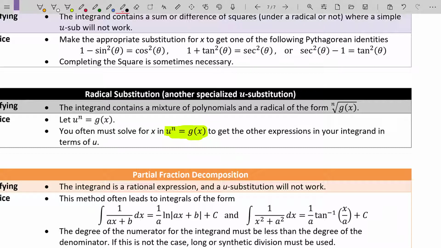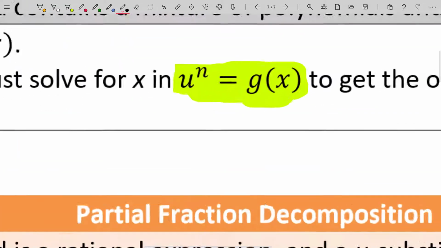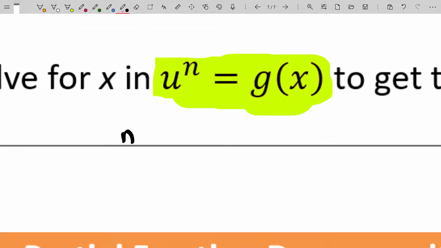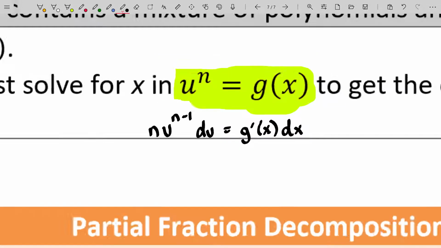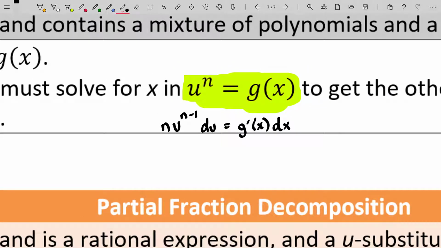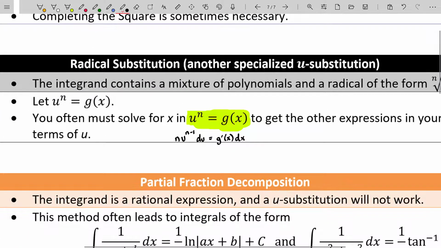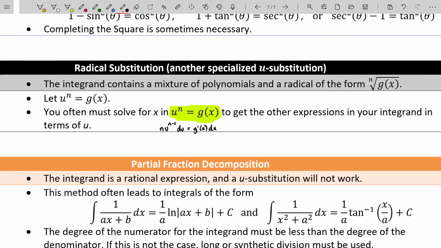In other words, the derivative of the left-hand side of this would be n u to the n minus 1, and then, because it's a differential, du, and then on the right-hand side, g prime of x dx. It just keeps your derivatives a little cleaner so that you don't have to deal with radicals. And that's why we call it a radical substitution. They can be very, very powerful and incredibly helpful, so I highly recommend that you practice these techniques.